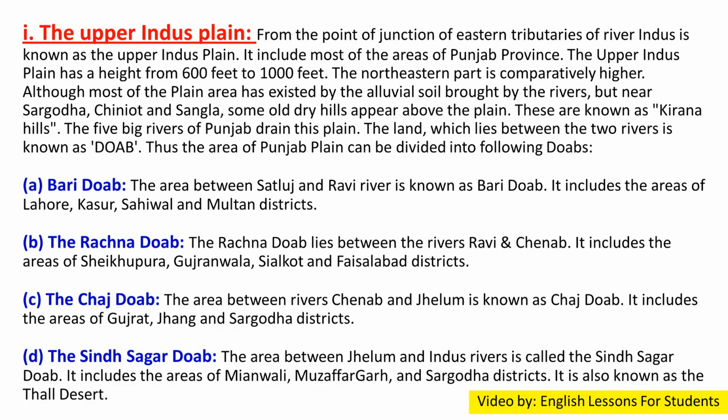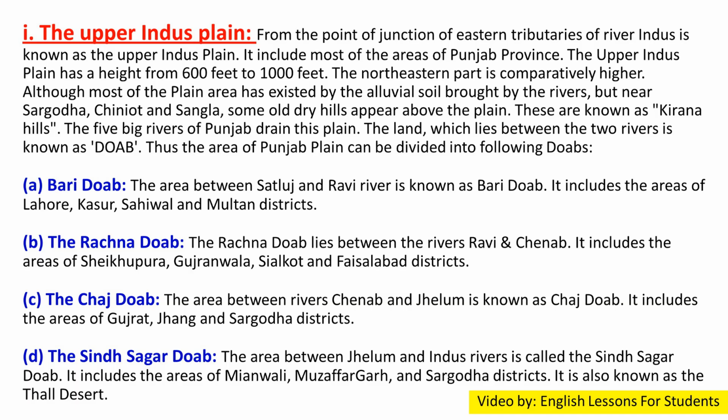B. The Rachna Doab. The Rachna Doab lies between the rivers Ravi and Chenab. It includes the areas of Sheikhupura, Gujranwala, Sialkot and Faisalabad districts. C. The Chaj Doab. The area between the rivers Chenab and Jhelum is known as Chaj Doab. It includes the areas of Gujrat, Jhang and Sargodha districts.